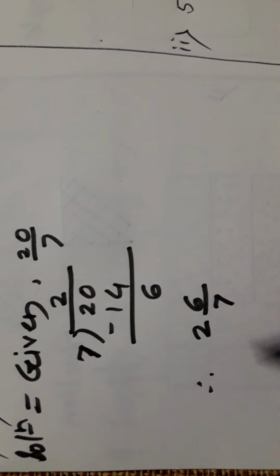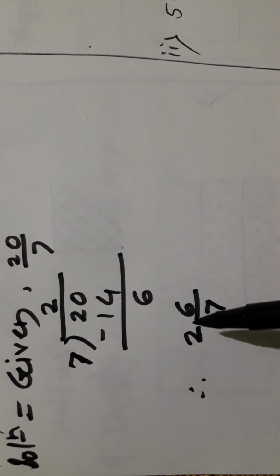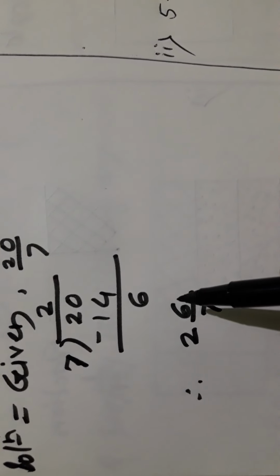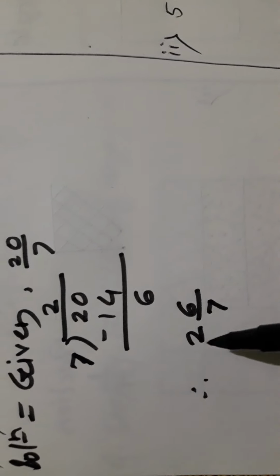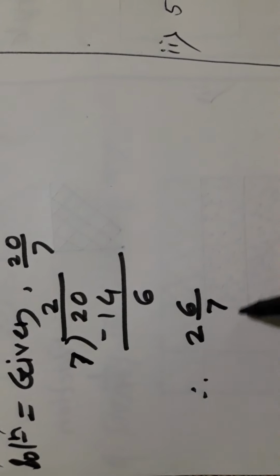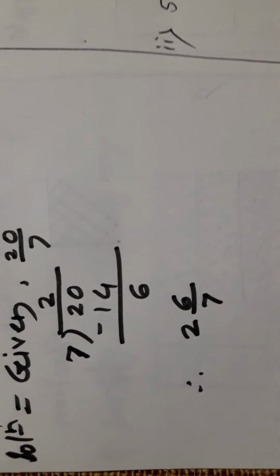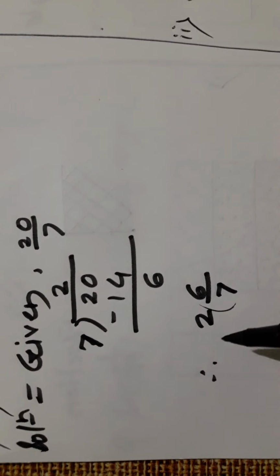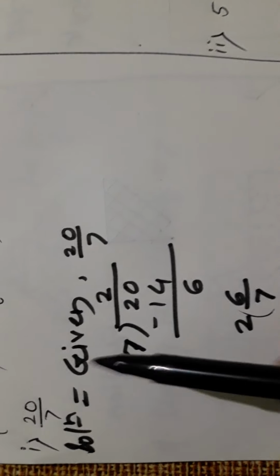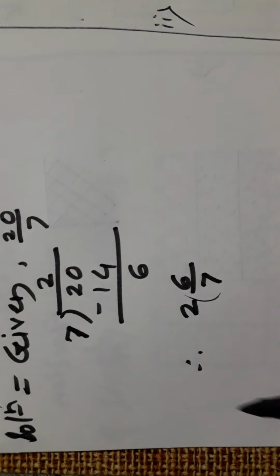Then what will be the mixed fraction? 2 and 6 upon 7, or 6 by 7 we can say, no problem. Okay, 2 is the whole and 6 upon 7 is the part. In the definition of mixed fraction I told you this is known as a part, means this is the conversion of this improper fraction into the mixed fraction.